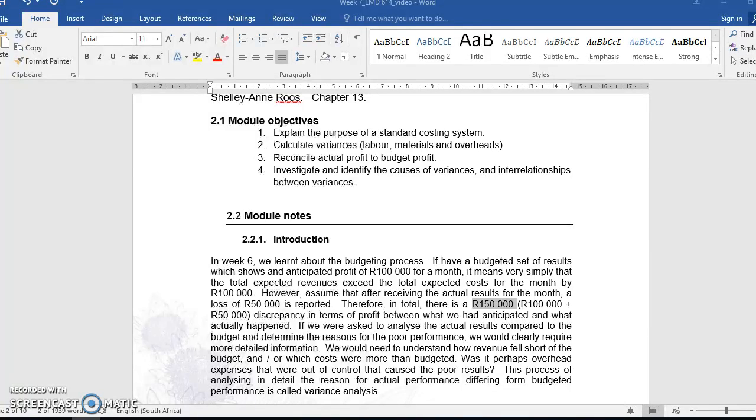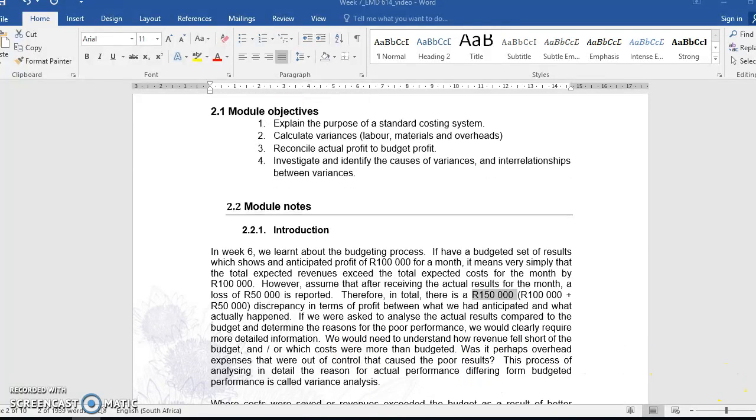Either the revenues were much lower than we expected, and/or the costs were much higher than we expected. And really this is what standard costing or variance analysis allows us to do, by investigating the reasons for the variances.